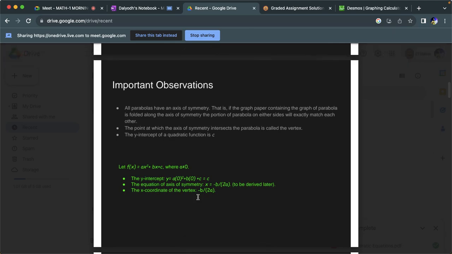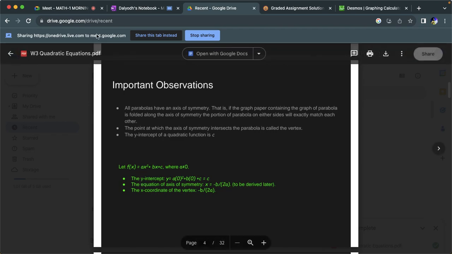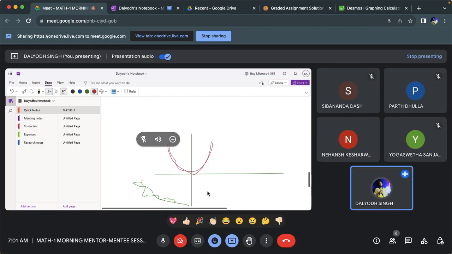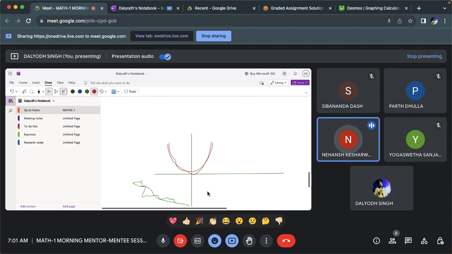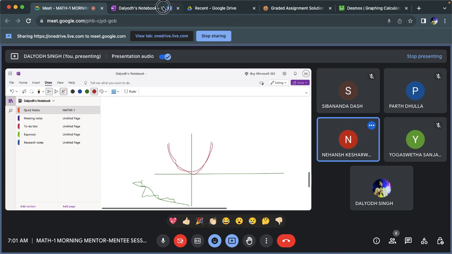So the axis of symmetry passes through the vertex. Now what is the y-intercept? It is the point where the line cuts the y-axis. So how can we find that? In the quadratic function ax squared plus bx plus c, the c term is usually the y-intercept.